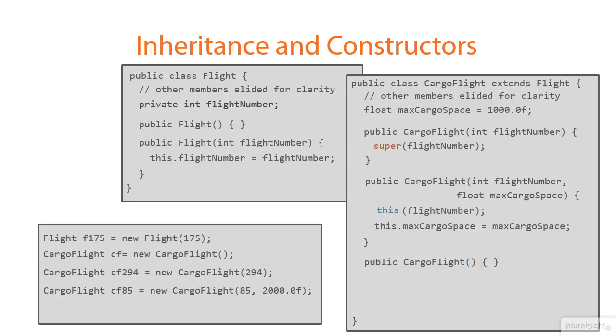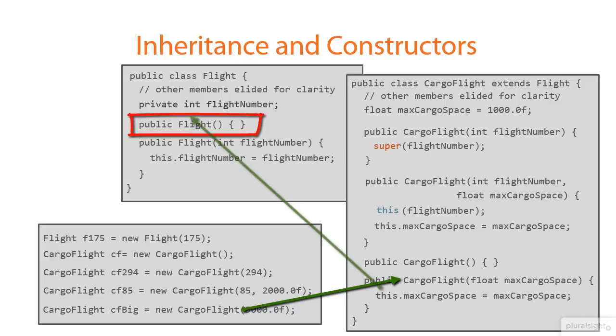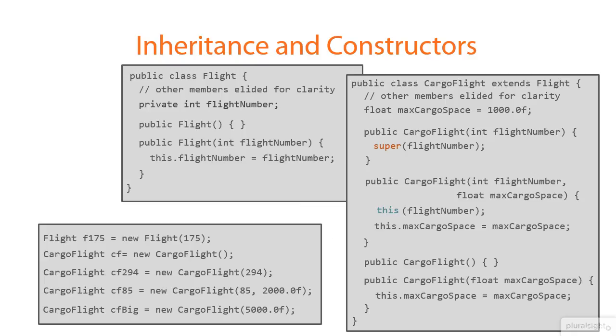So let's say we add another constructor to our cargo flight. This one accepts only cargo space, and all we do inside of here is set max cargo space. So we now create a line of code that news up a cargo flight, passing in only max cargo space. What does this do? Well, it calls our constructor, but before it executes the body of our constructor, it will call up to the flight class's constructor that has no arguments, and then run the rest of our constructor. So it always calls into a base class constructor, even when we don't specify one.